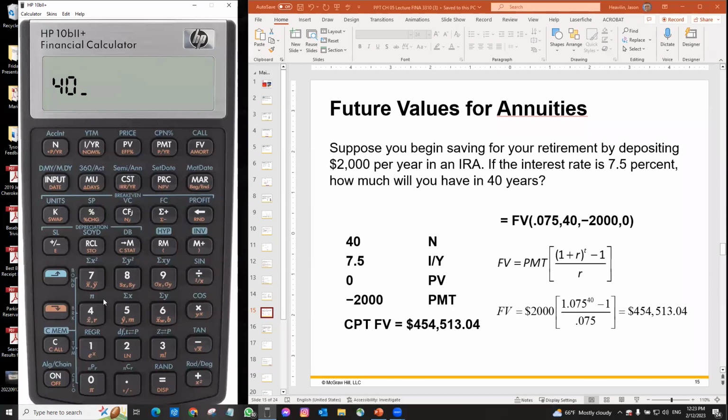So 40 N, 7.5, the interest rate, no present value. The negative 2,000 for the payments, and now we calculate the future value. $454,513.04 when you round. You will have that in 40 years if you deposit $2,000 a year for 40 years in a row.